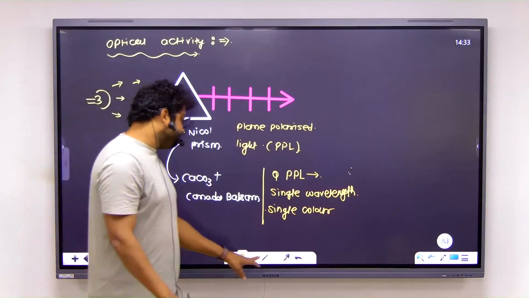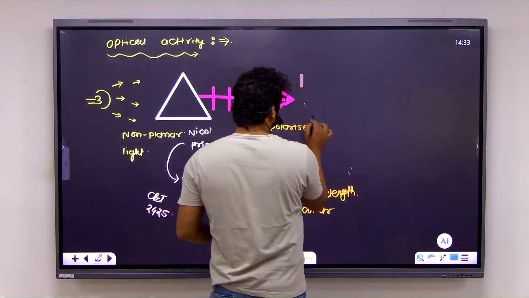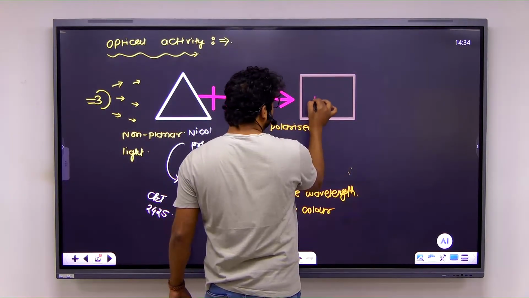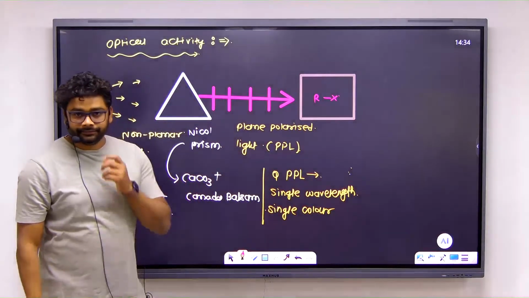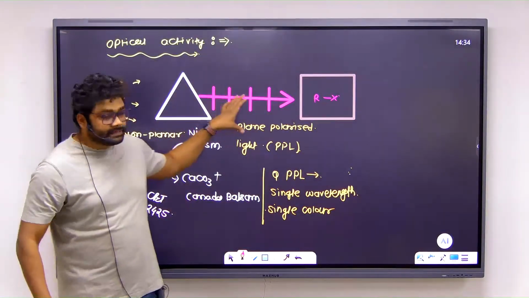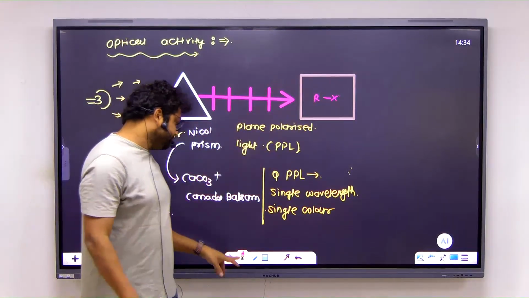Just suppose this plane polarized light is now passing through a solution of what? Alkyl halide, which is an organic compound. Just try to imagine. Okay, this plane polarized light is now passing through a solution of alkyl halide.